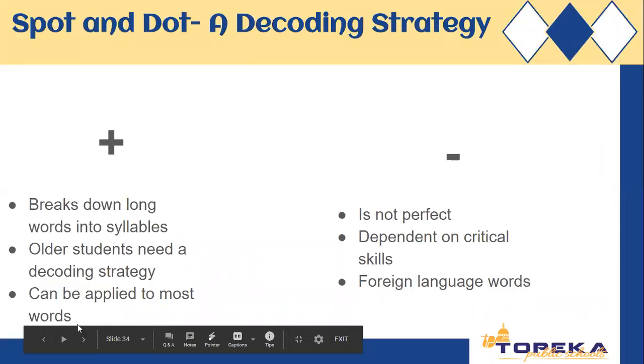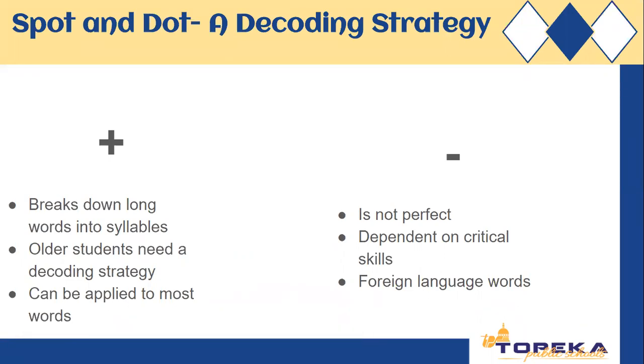So we are going to delve into a strategy called Spot and Dot. This is an exciting strategy to teach 3rd through 5th grade students so that they have the knowledge needed to efficiently sound out multisyllabic words. So let's look at the positives. First of all, it helps students to break down long words into syllables. It also gives older students a decoding strategy. And it can also be applied to most words.